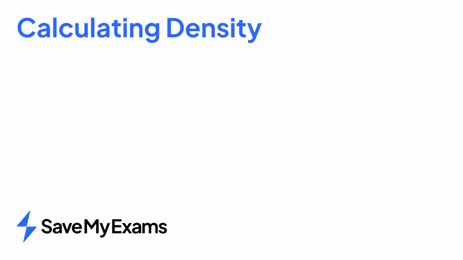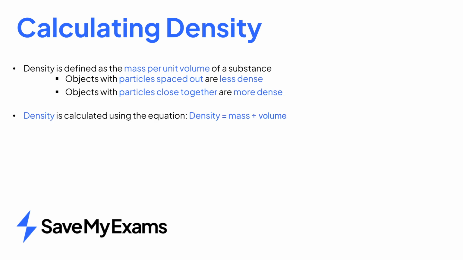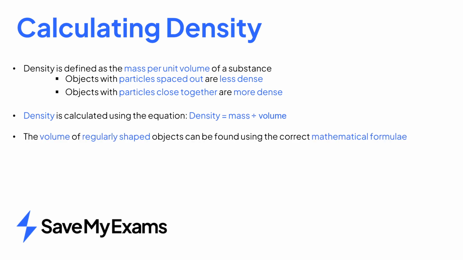In summary, density is defined as the mass per unit volume of a substance. Objects with particles that are spaced out are less dense. Particles that are close together form an object that is more dense. Density can be calculated using the equation density is equal to mass divided by volume. The volume of regularly shaped objects can be calculated using known mathematical formulae.